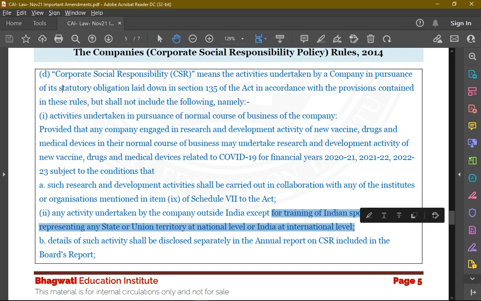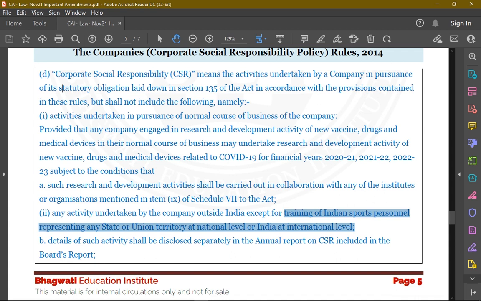What kind of activities? Let's say there is an athlete participating in the Olympics, which is conducted outside India, and you want to train our athlete with international trainers and coaches, and for that purpose you are sending our athletes outside India and spending money outside India. The law says any training of Indian sports personnel representing a state or central government or union territory at the national level or international level, even though such activities are performed outside India and such expenses are spent outside India, will be considered as CSR.